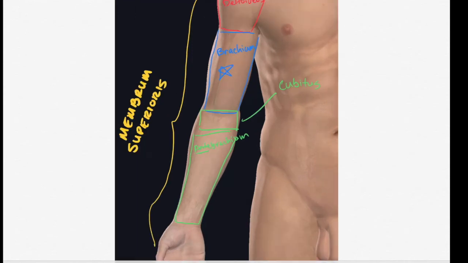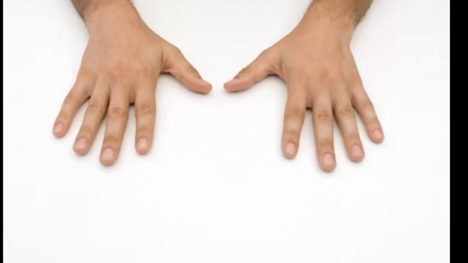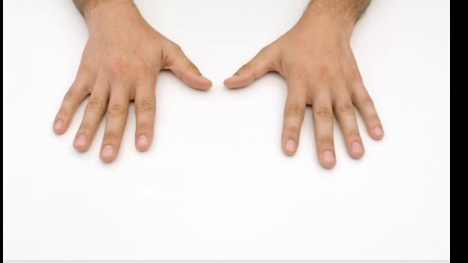I'm going to switch images for the hand so we have a better view. So right here we have some dude's hands. And right here is kind of the division between antebrachium and the next region. And the next region is called your carpus.